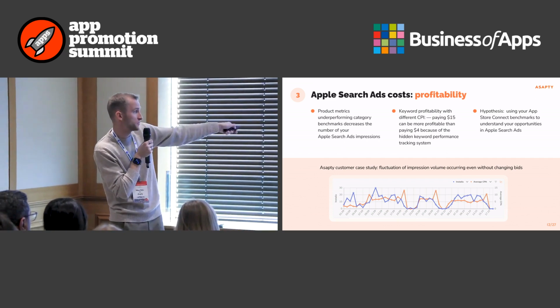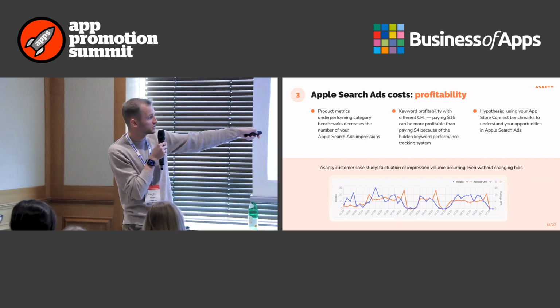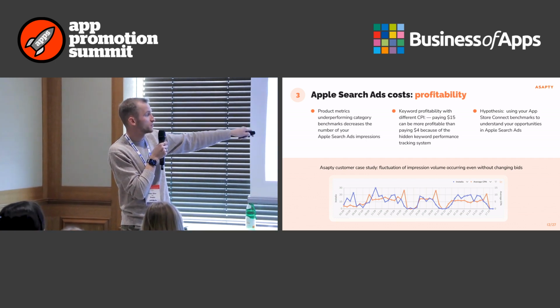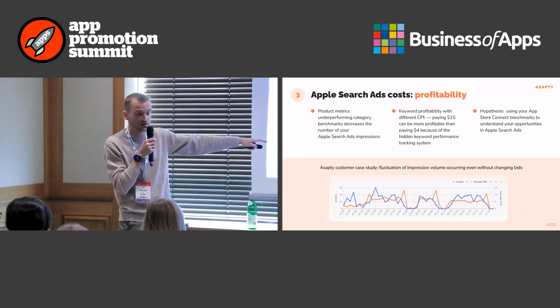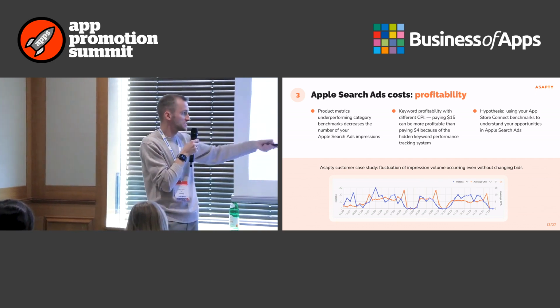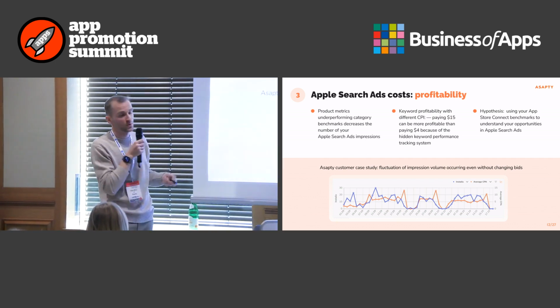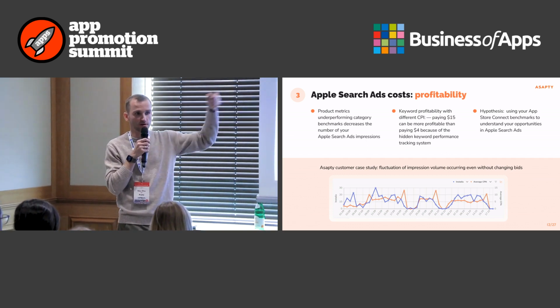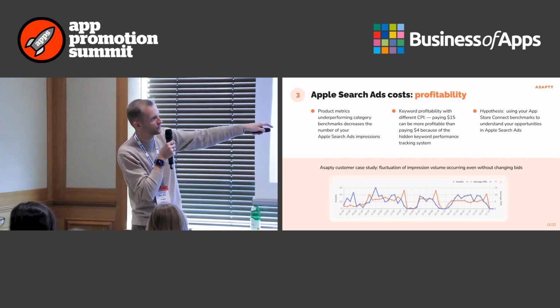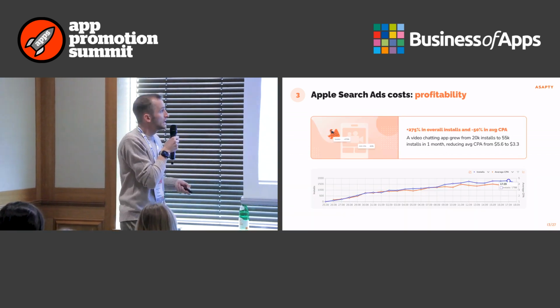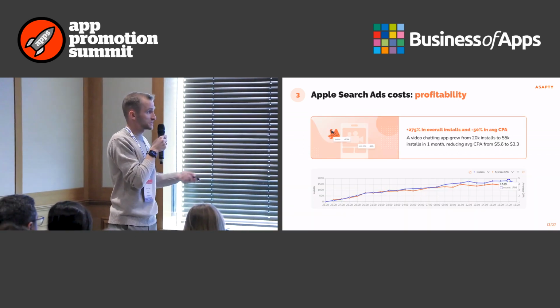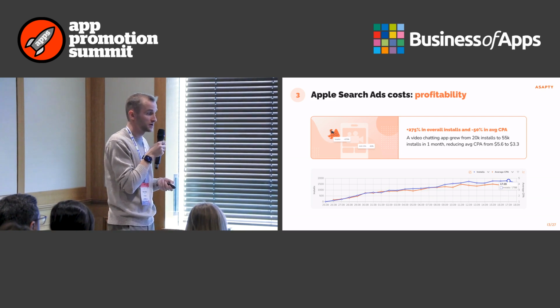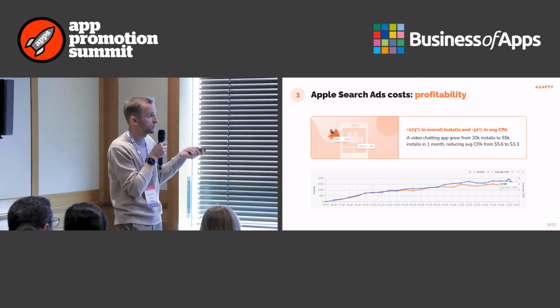Because, for example, if we changed the bids because suddenly this keyword stopped working, we would just increase the overall price for this keyword for the days that will come after. And that's one of the examples of how we are using all this information for one of our customers.